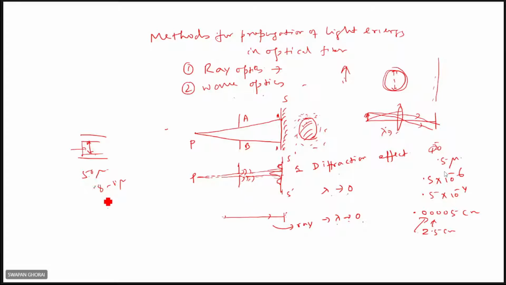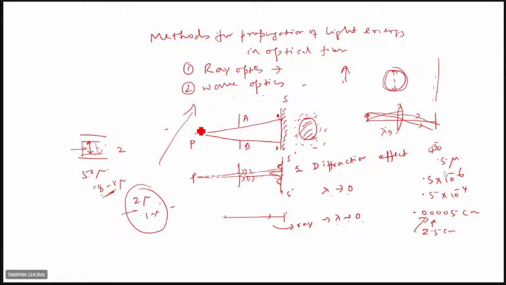So with respect to 50, you can consider this negligible, right? 0.8 to 1 micron. That's why in multimode fiber, you can use ray optics, because the dimension is large. But in case of SM fiber, where the dimension is say 2 micron, with respect to 2 microns you cannot consider 1 micron or 0.8 micron as zero, right? So for single mode fiber, you cannot use ray optics. You have to consider wave optics.